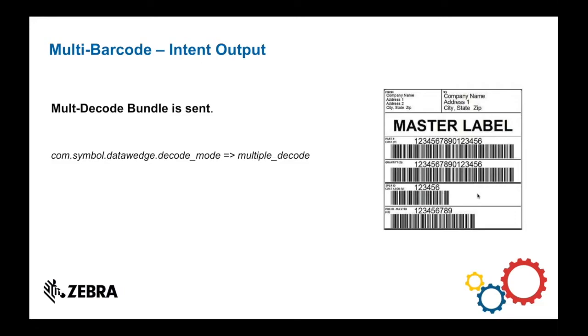It was a multiple decode, so this way your application can now know what to do with that data, if it needs to chop it up, or if it's a single decode and it's just one single barcode. Okay, so that's how you would use it using intents.